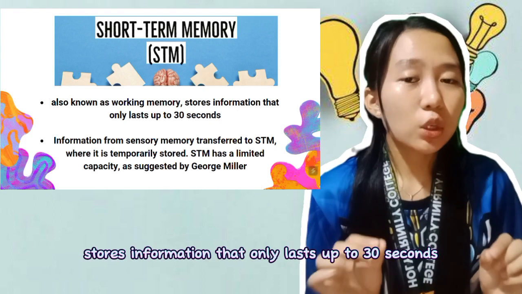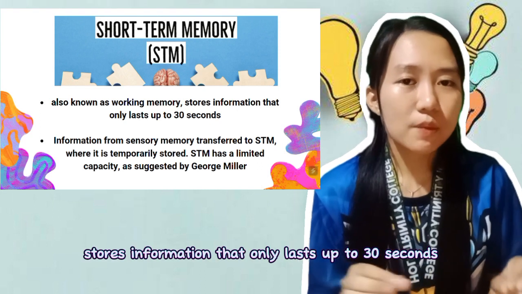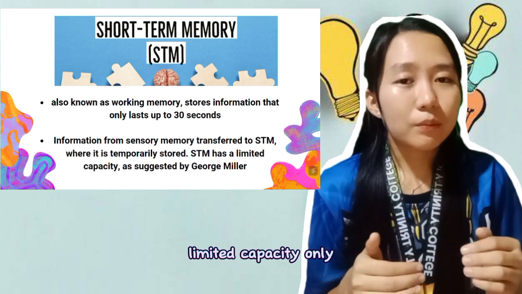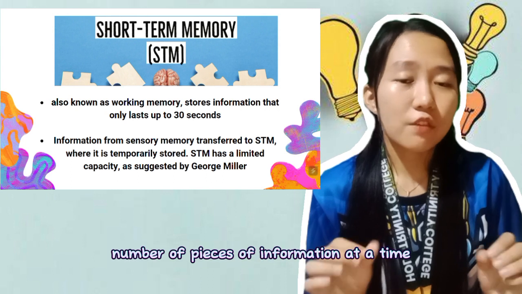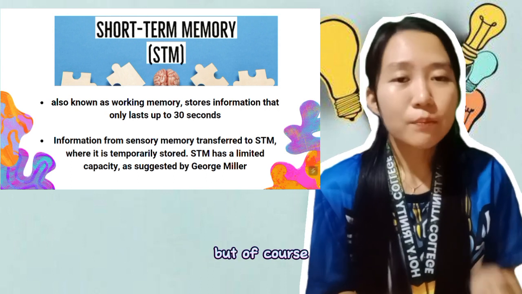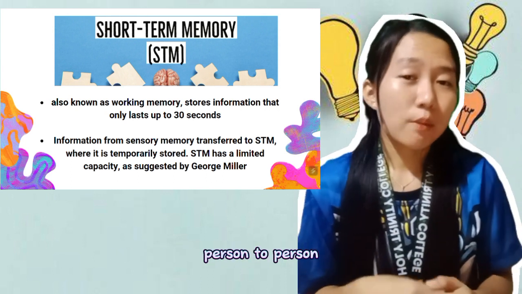Our short-term memory, also known as working memory, stores information that only lasts up to 30 seconds. This means it has a limited capacity only. As a result, it can only process a certain number of pieces of information at a time. But of course, it varies from person to person.